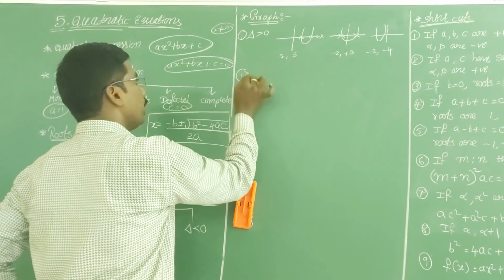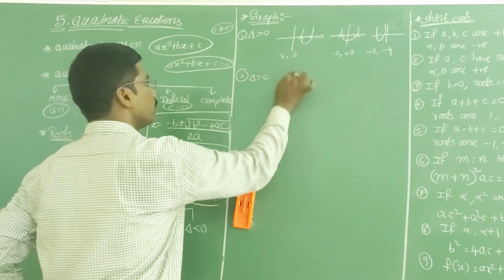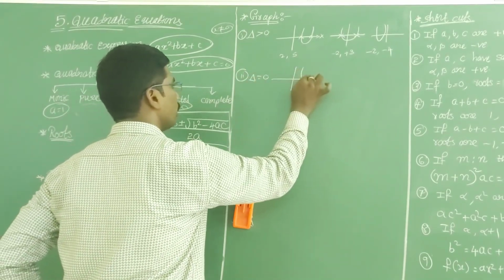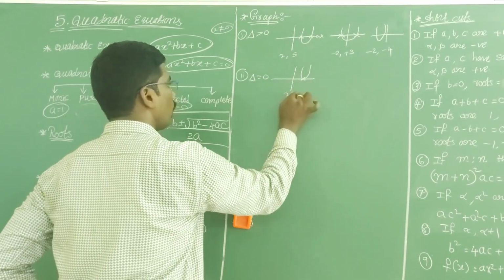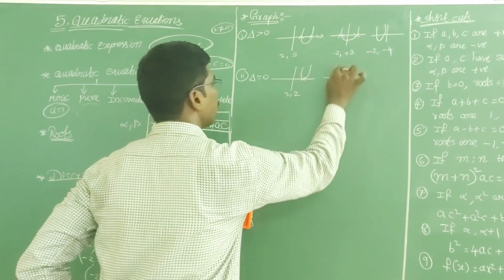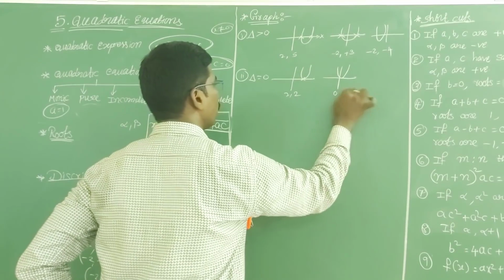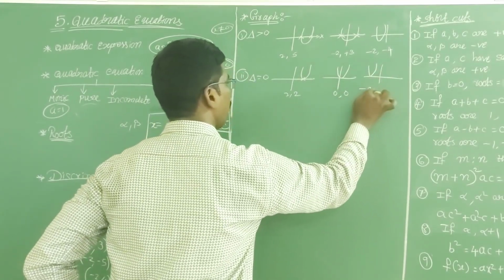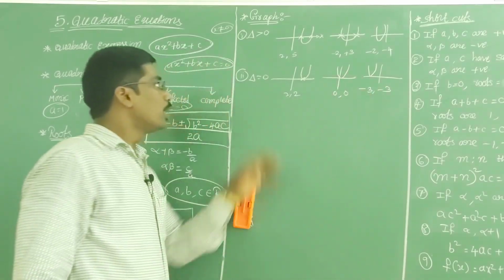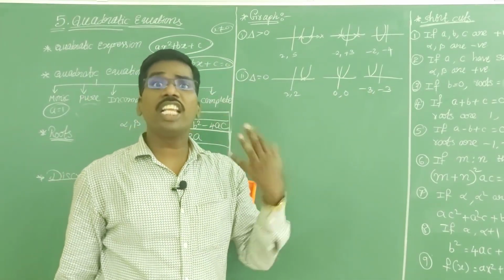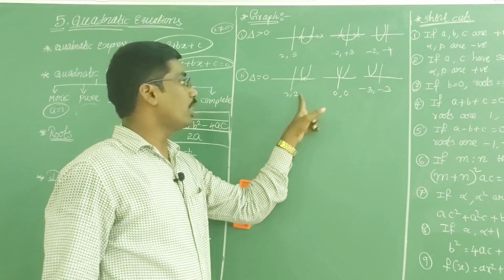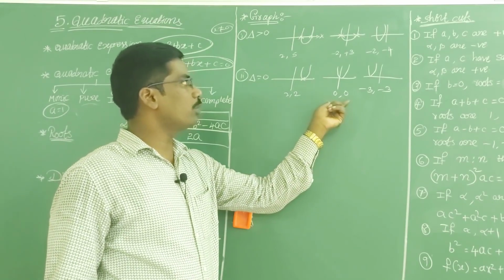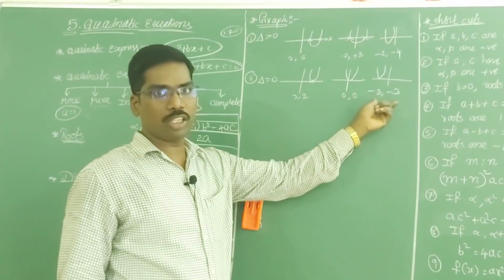Second condition, if delta is equal to 0, then the roots will be like this: 2 comma 2, 0 comma 0, minus 3 comma minus 3. See here, delta is equal to 0, then the roots are real and equal. Here, 2 comma 2, real and equal. Here also, 0 comma 0, real and equal. Minus 3 comma minus 3.